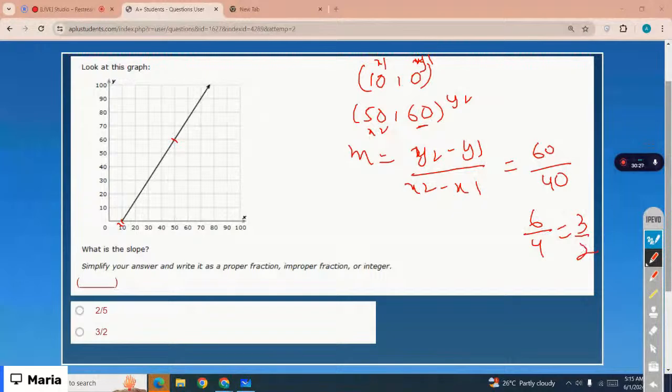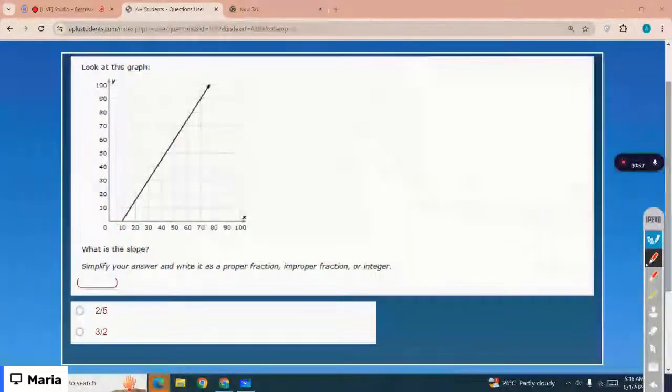3 over 2. The correct option is 3 by 2. Option number 2 is the correct option.